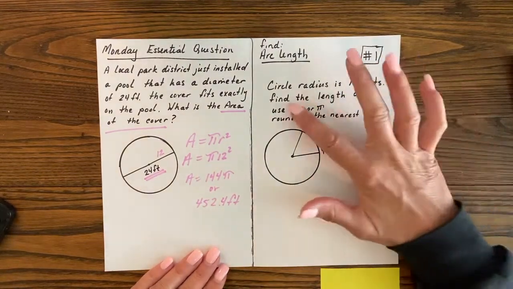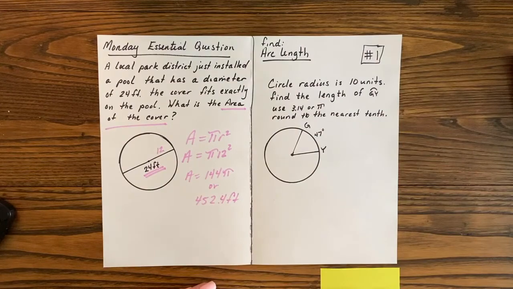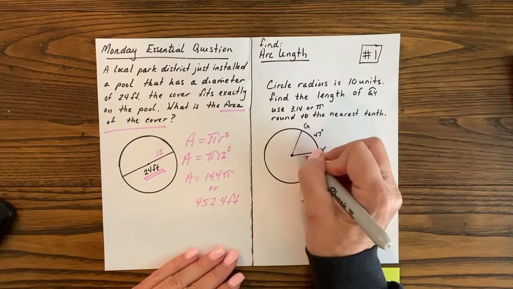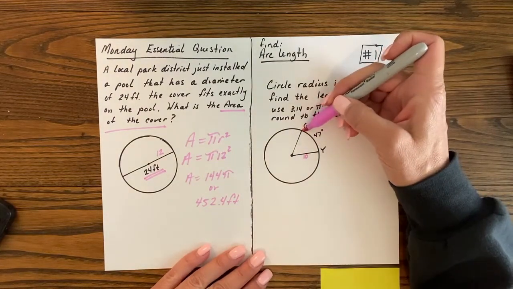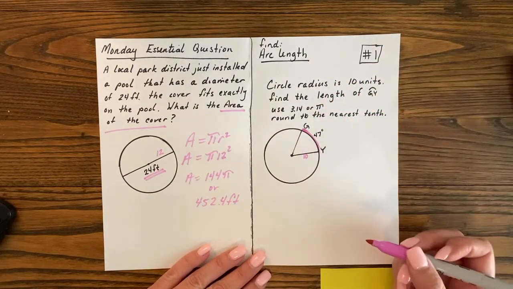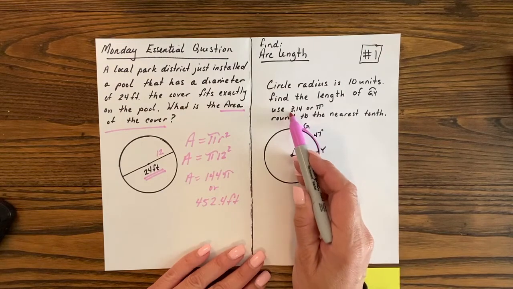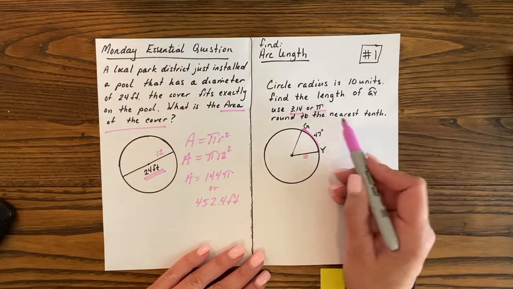Number 1. The circle radius is 10 units, so I know that I can put 10 right here. Find the length of G to Y. So we want to find this arc right here. We're going to use 3.14 for pi and round to the nearest tenth.